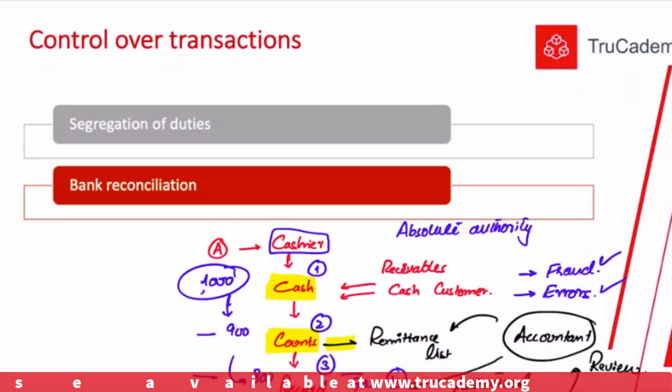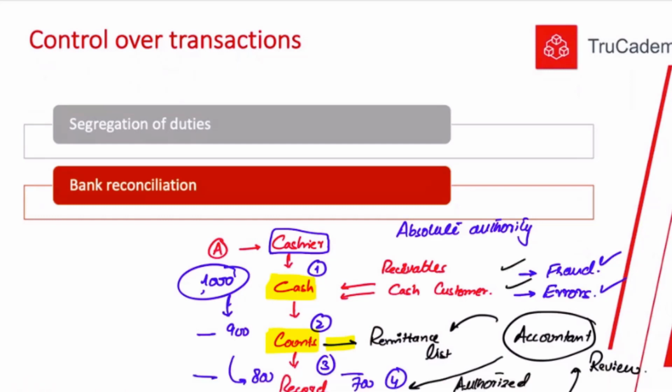Now what happened? Basically, the same cash processing cycle is divided between two people. And when the same cycle is divided between two people, there will be very little chance of fraud or errors. This is what we call segregation of duties: dividing one operating cycle or one procedure or one process between multiple positions in the office or multiple people in the office. Second, bank reconciliation.